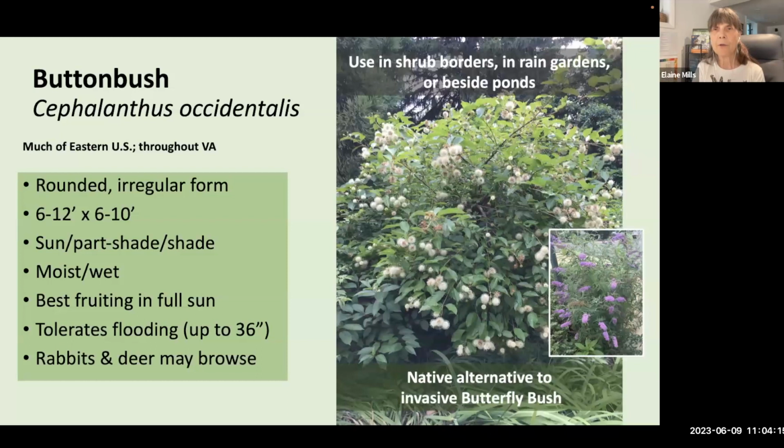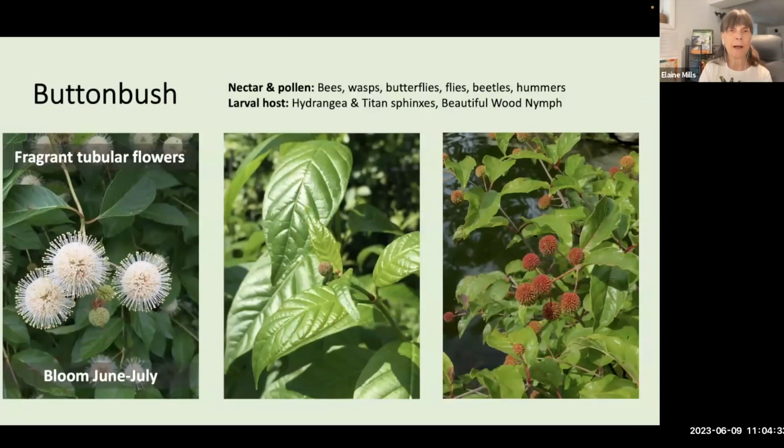This is a great plant to use in shrub borders, and because it likes moist to wet soil and can even tolerate flooding up to 36 inches, it makes it an ideal selection for rain gardens or use beside ponds. Buttonbush has fragrant tubular flowers, with very interesting extending female parts of the flower, the styles that go beyond the central part of the flower. These bloom from June to July and attract a wide range of insects as well as hummingbirds. It has glossy oval leaves and serves as a larval host for a range of moths.